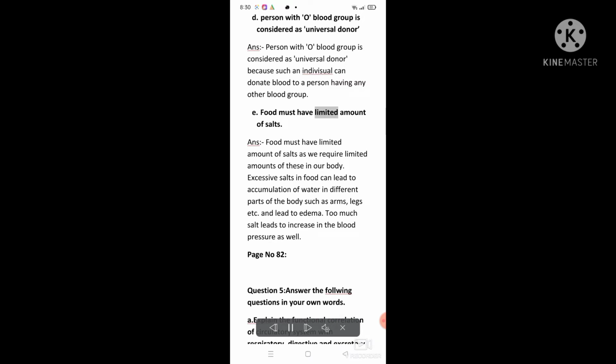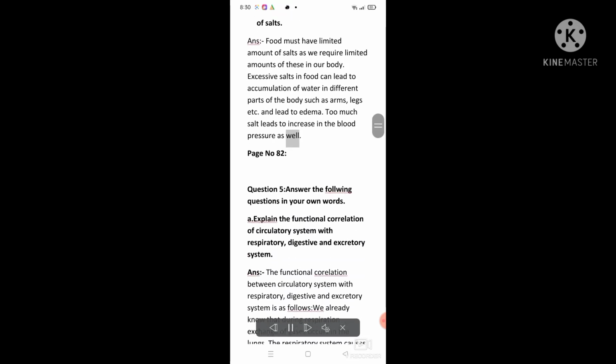Food must have limited amount of salts. Ans. Food must have limited amount of salts as we require limited amounts of these in our body. Excessive salts in food can lead to accumulation of water in different parts of the body such as arms, legs, etc., and lead to edema. Too much salt leads to increase in the blood pressure as well.